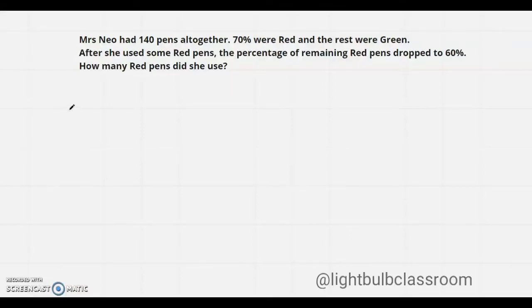Hi everyone, today let's go through a percentage question, and it's also another solving method to go through. So let's read the question first.